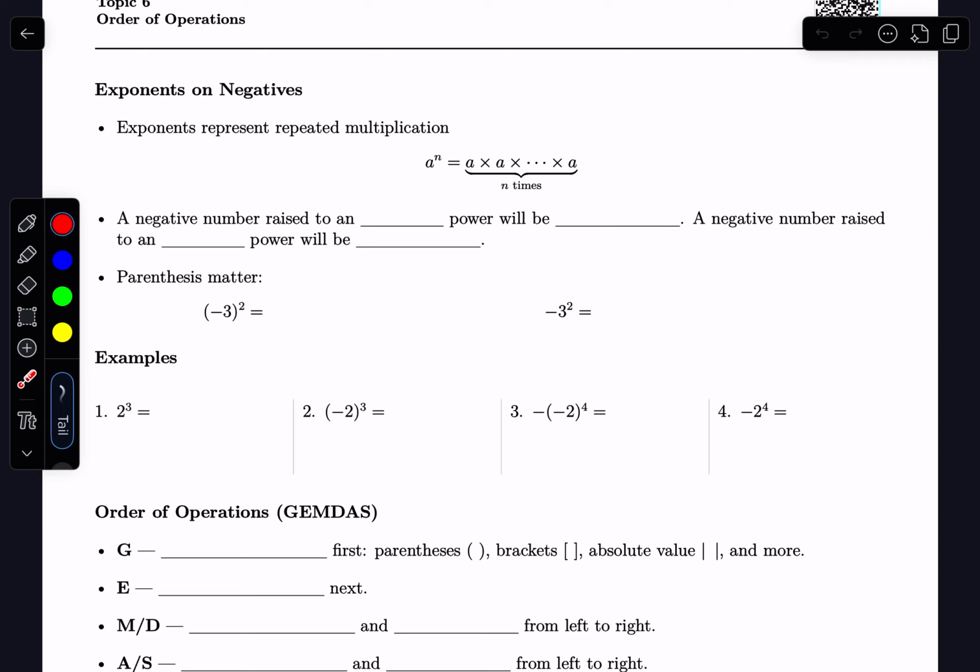Hello students, and welcome to our lesson on order of operations. Technically, not our most important lesson in the course.